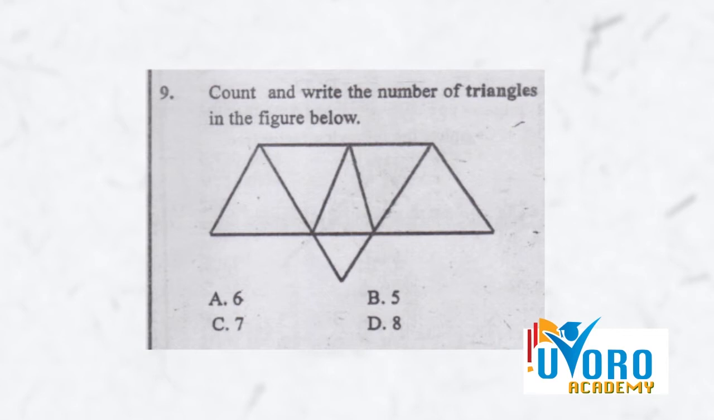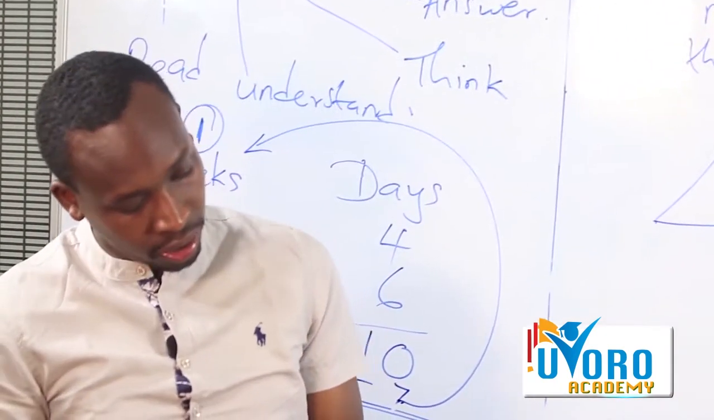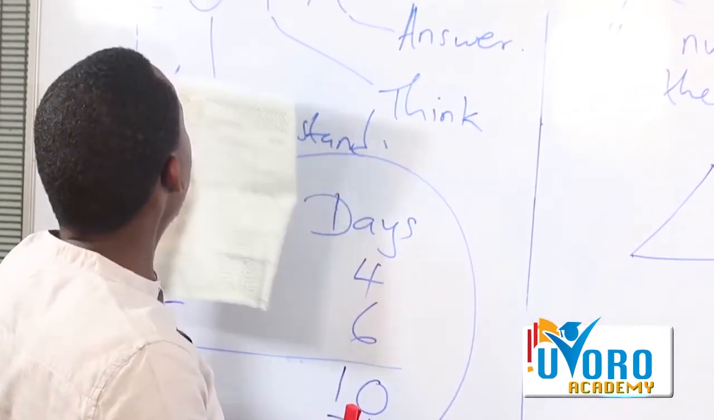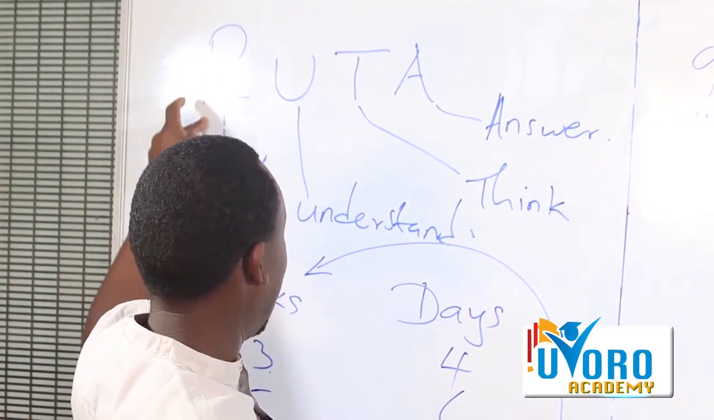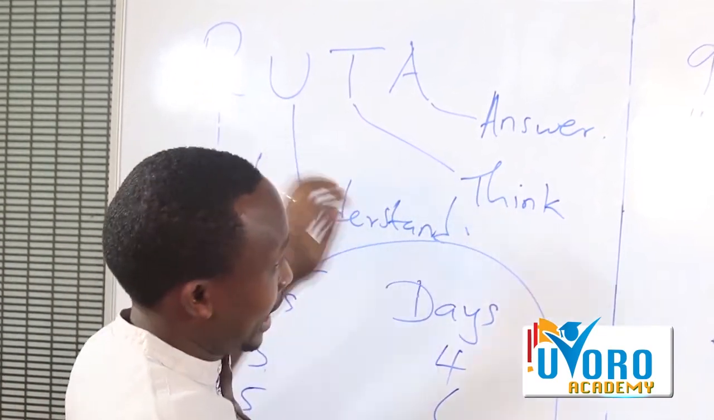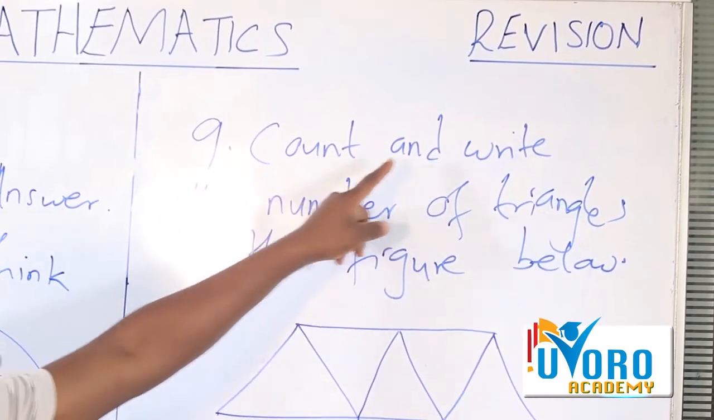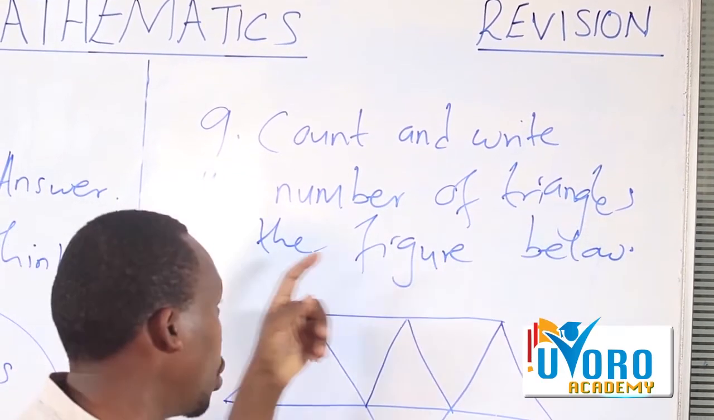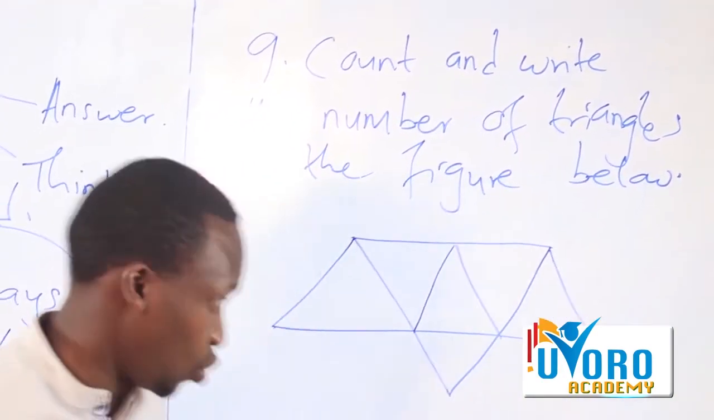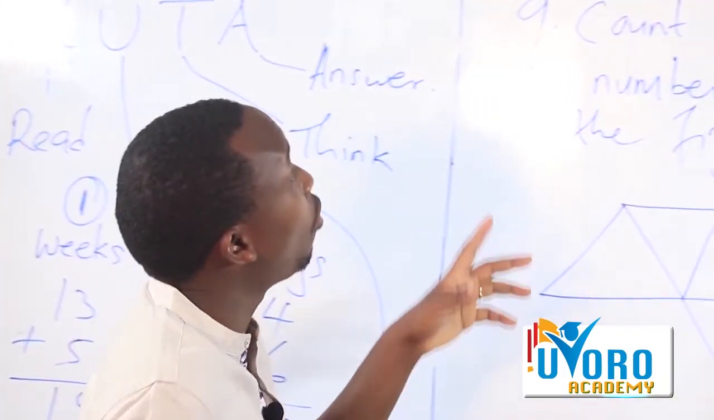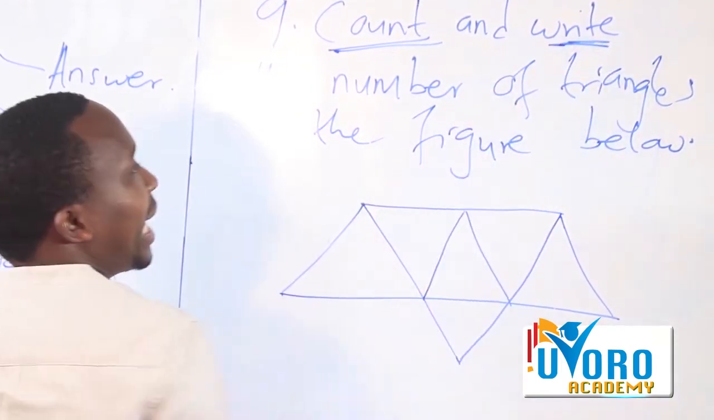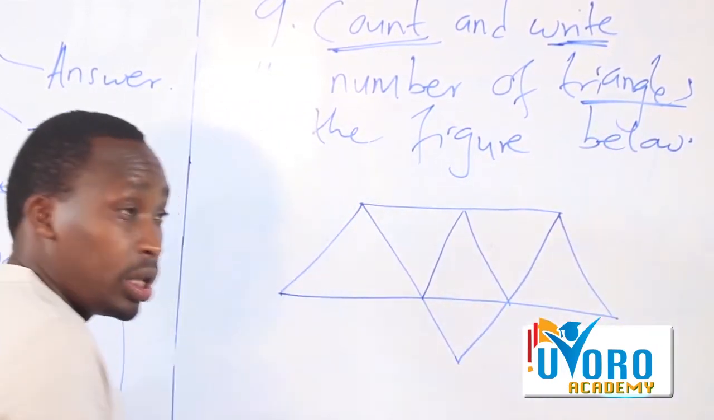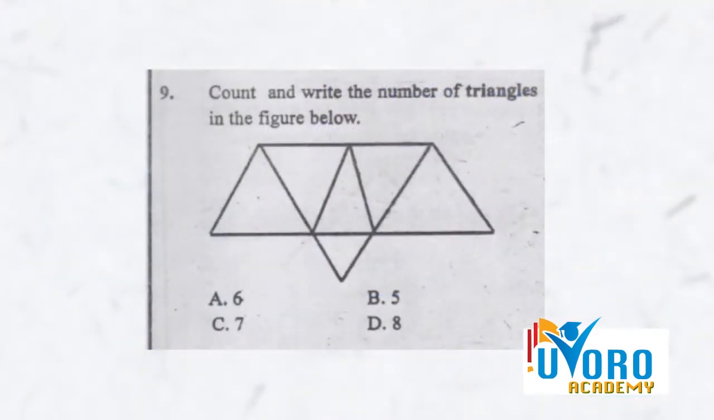Now, let's see the number of triangles that are here. Before we continue, we must use our formula to get this sum correct. Read, being the first R. Let's all of us read. Count and write the number of triangles in the figure below. Now, understand, what are we supposed to do? Count. We count. And then do what? Write. What? Triangles, not any other figure.